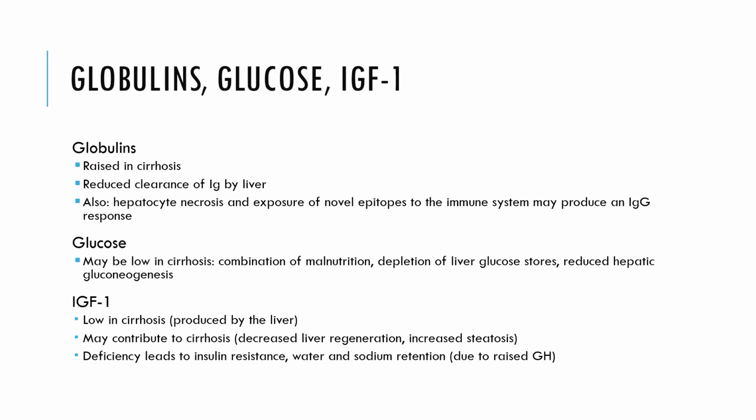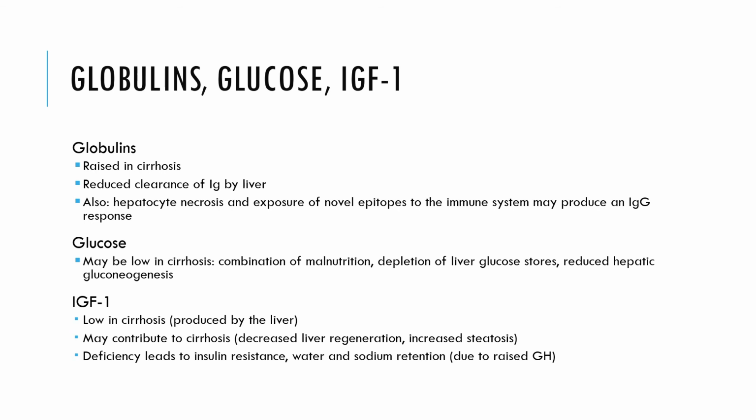Finally, we come to some of the more esoteric tests, but which you might see in clinical practice, and therefore it's important to be able to interpret them in the context of liver disease. So we see low globulins in cirrhosis, partly due to reduced clearance of immunoglobulins by the liver, but also potentially because hepatic necrosis involves exposure of the immune system to novel epitopes against which immune tolerance wasn't generated.